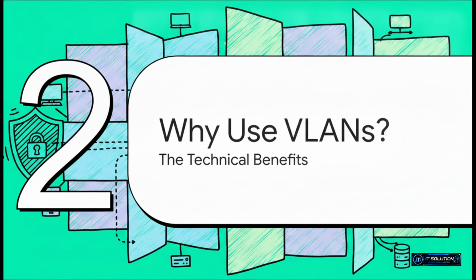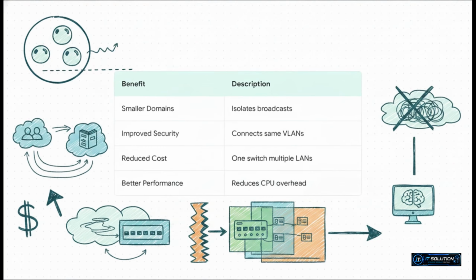Moving right along to Section 2, why use VLANs? What are the actual technical benefits? Segmenting your network actively upgrades your infrastructure in 4 huge ways. First off, smaller broadcast domains. This shrinks your failure domain right down. Next, we get massively improved security. This ensures that only users in the same VLAN can talk directly at Layer 2. So if you've got a VLAN for faculty and another for students, they literally cannot cross over natively without hitting a router or a firewall first.